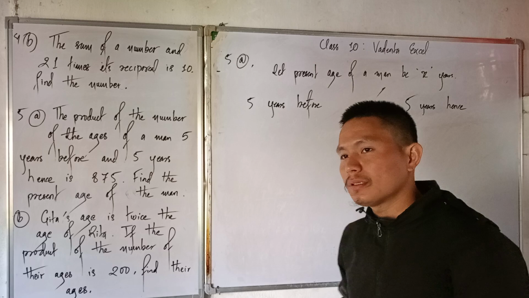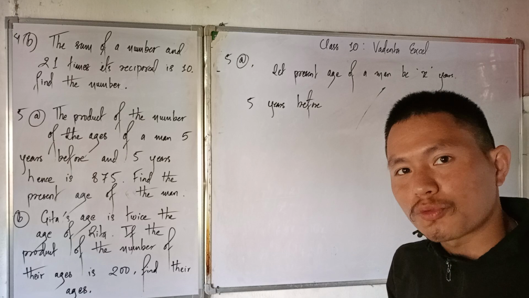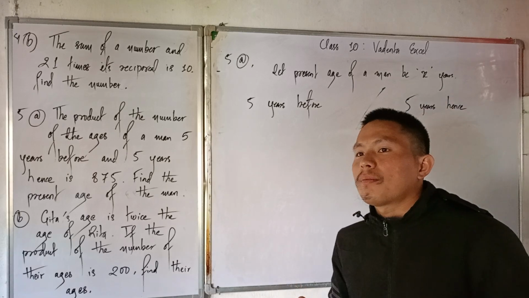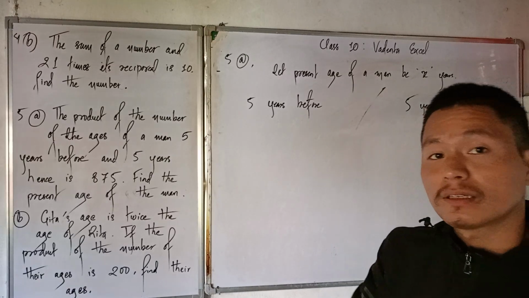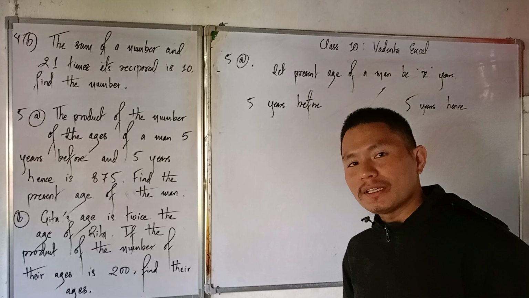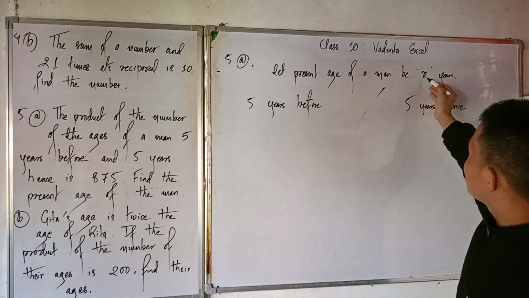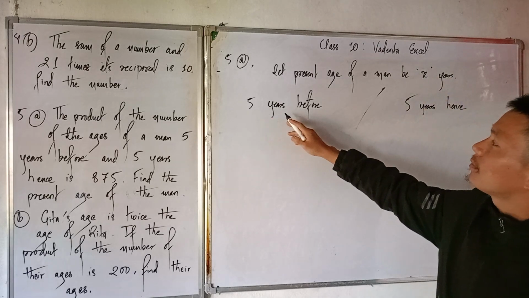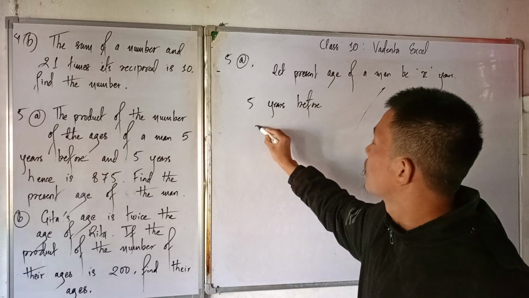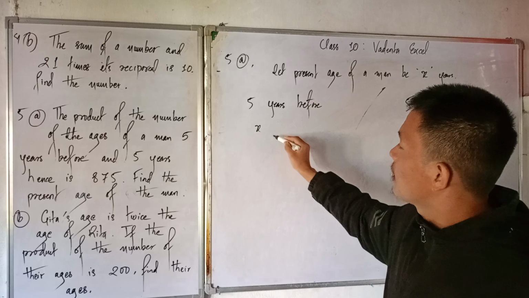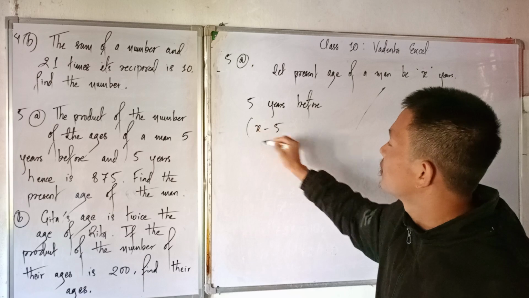So suppose I am 30 years old right now. My present age is 30 years. Then my age 5 years before is 25. You have to subtract, 30 minus 5, that is 25. Yes, same like that. So if a man's present age is x years, his age 5 years before becomes x minus 5. We have to subtract 5 from this age.